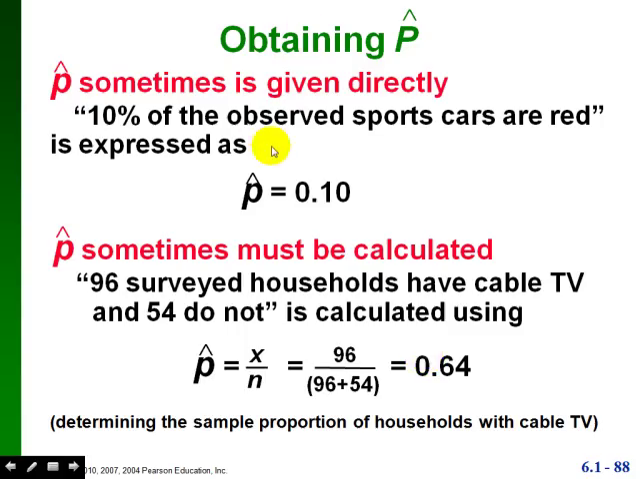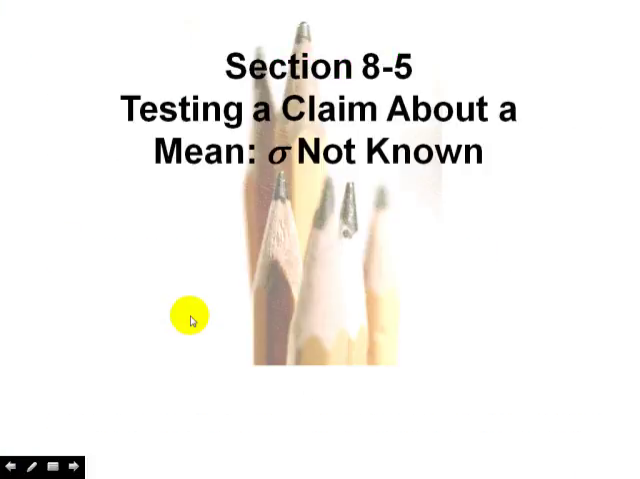Now in some problems, as we've already seen, our sample proportion will be given to us directly as a percentage. So for example, if we say 10% of the sports cars are red, that's already our sample proportion. And all we have to do is change that to a decimal value. And in some cases, like that last example, it will be given to us as a number of successes and a number of trials.